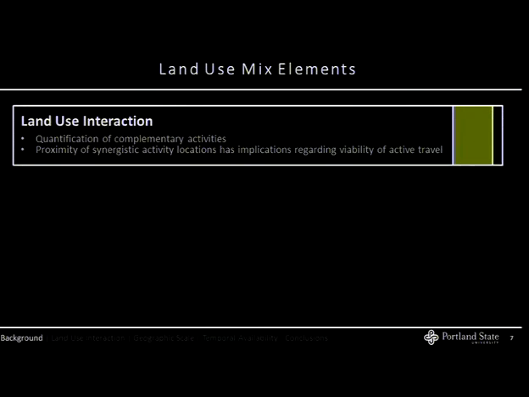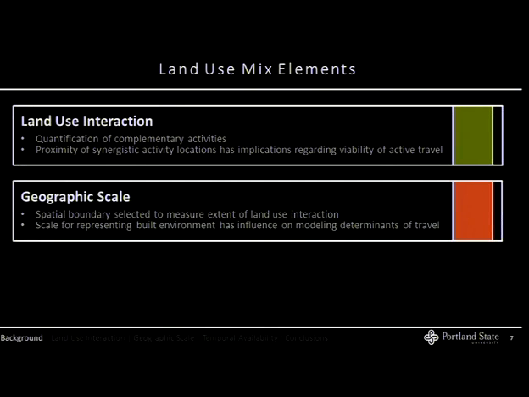The second land use mix element: with any built environment measure, and land use mix is no exception, we have to select some sort of spatial boundary to measure the extent of its influence, this neighborhood effect. And so the scale element is important in representing a land use mix construct. We know that depending on how you choose the scale to represent the neighborhood effect, it's going to have a varying influence on modeling the determinants of travel.